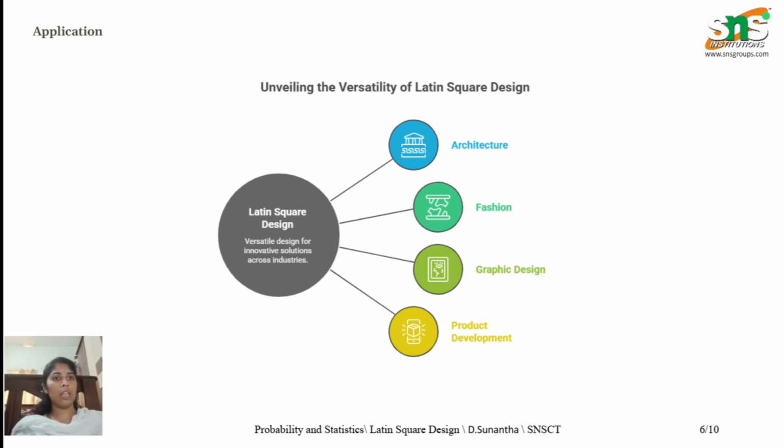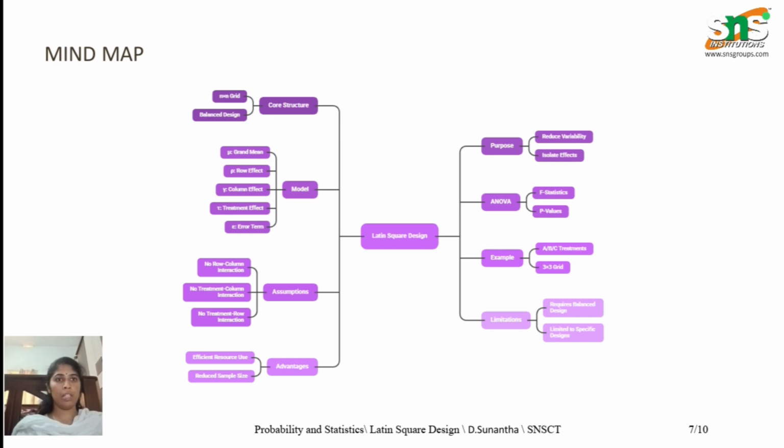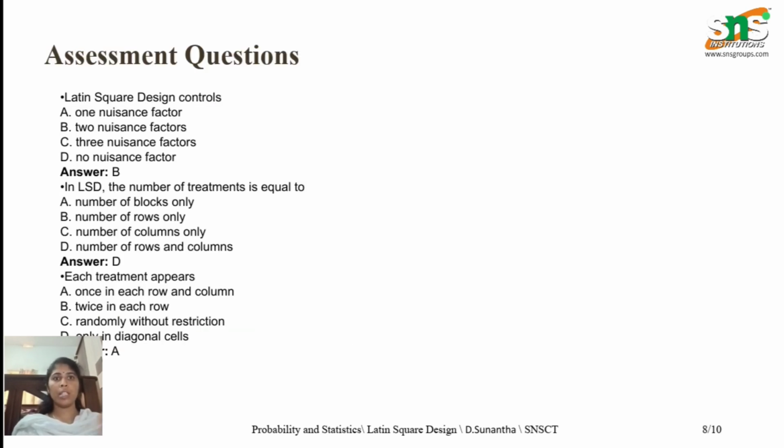Here is the mind map in which we have discussed many things about Latin square. Next is an assessment question. The Latin square design controls two nuisance factors. In Latin square design, the number of treatments is equal to the number of rows and columns, option D. Also, each treatment appears only once in each row and column.